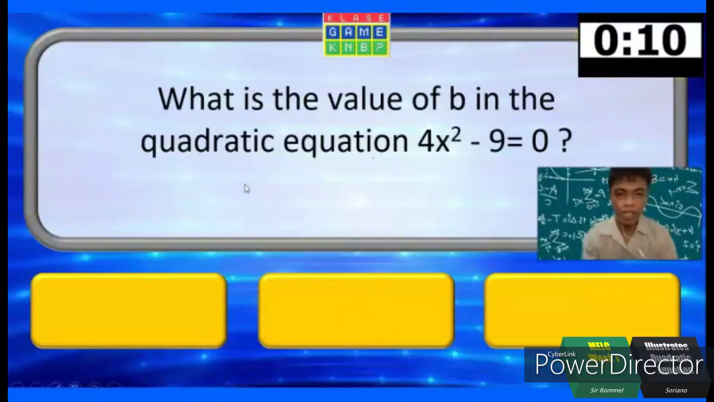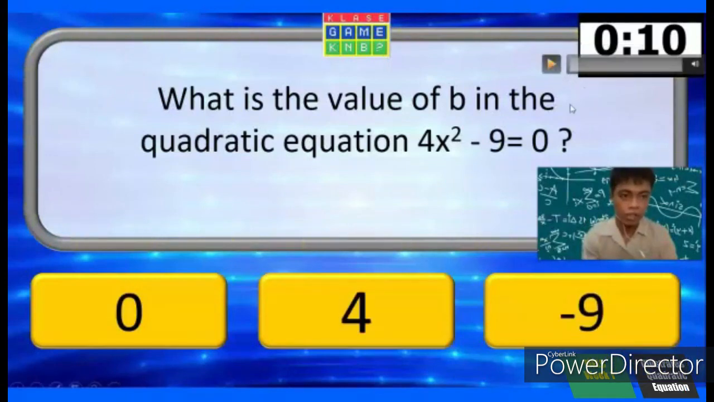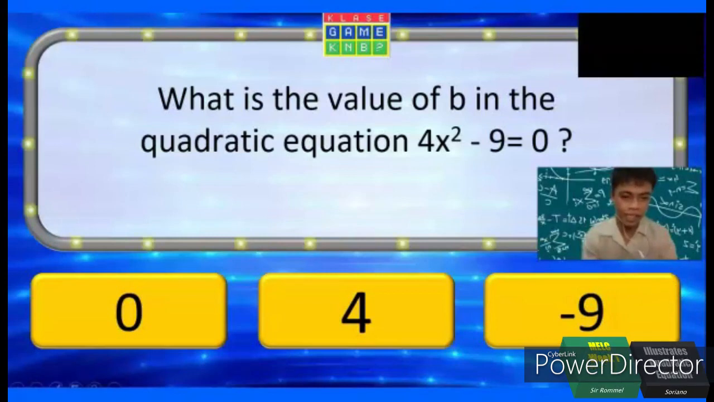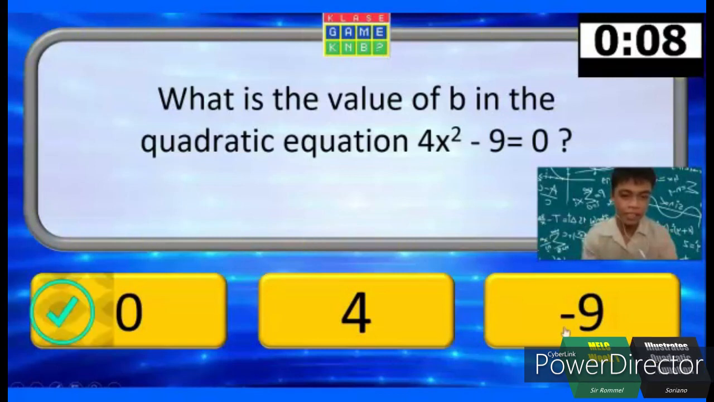4. What is the value of B in the quadratic equation 4x squared minus 9 equals 0? 0, 4, or negative 9? Go! Okay, time is up. What is the correct answer? Okay, the correct answer is 0. Okay, congrats. Okay, next question.